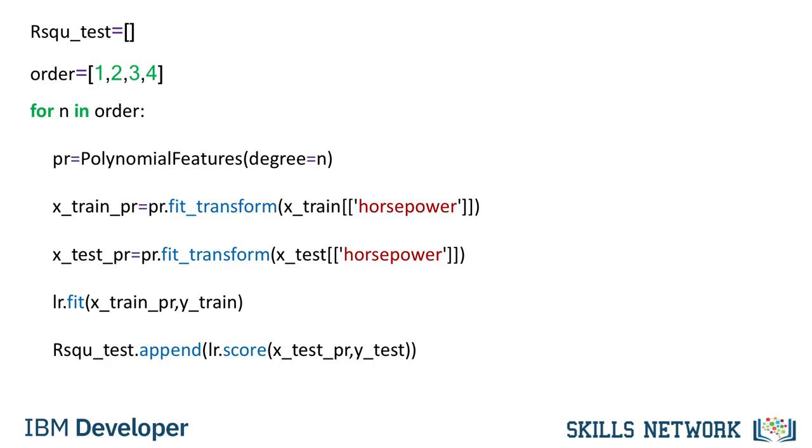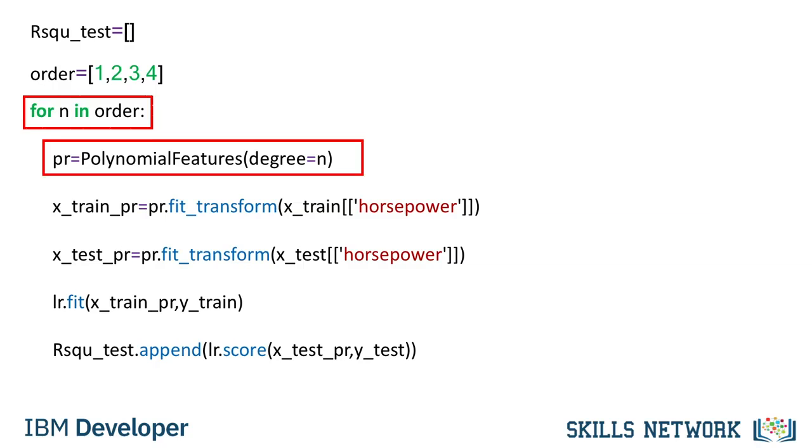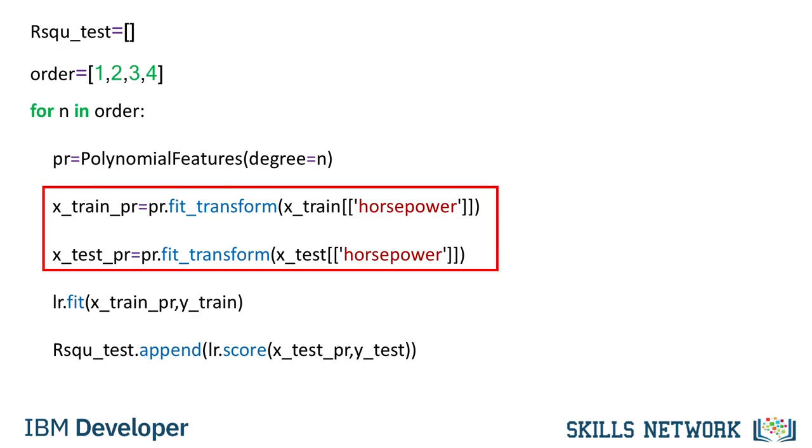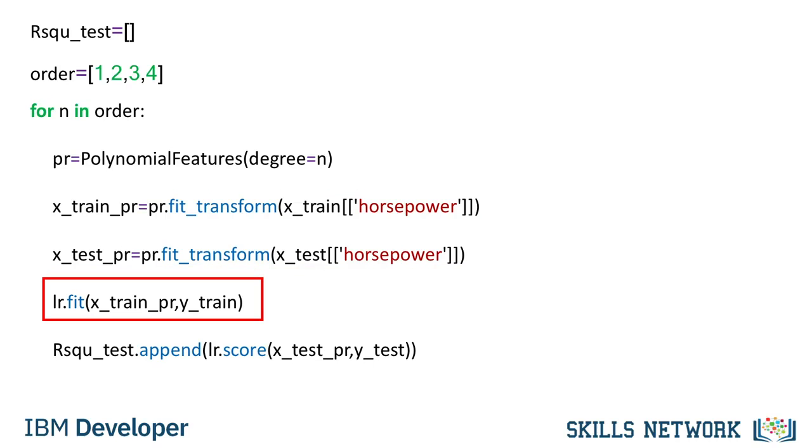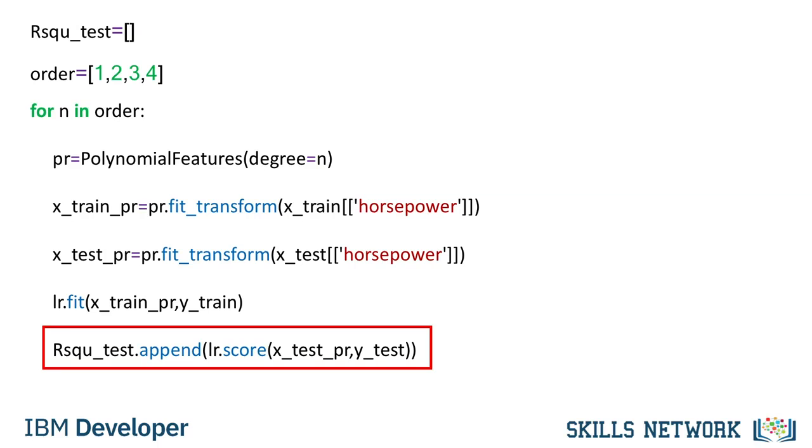We can calculate different R² values as follows. First, we create an empty list to store the values. We create a list containing different polynomial orders. We then iterate through the list using a loop. We create a polynomial feature object with the order of the polynomial as a parameter. We transform the training and test data into a polynomial using the fit_transform method. We fit the regression model using the transformed data. We then calculate the R² using the test data and store it in the array.